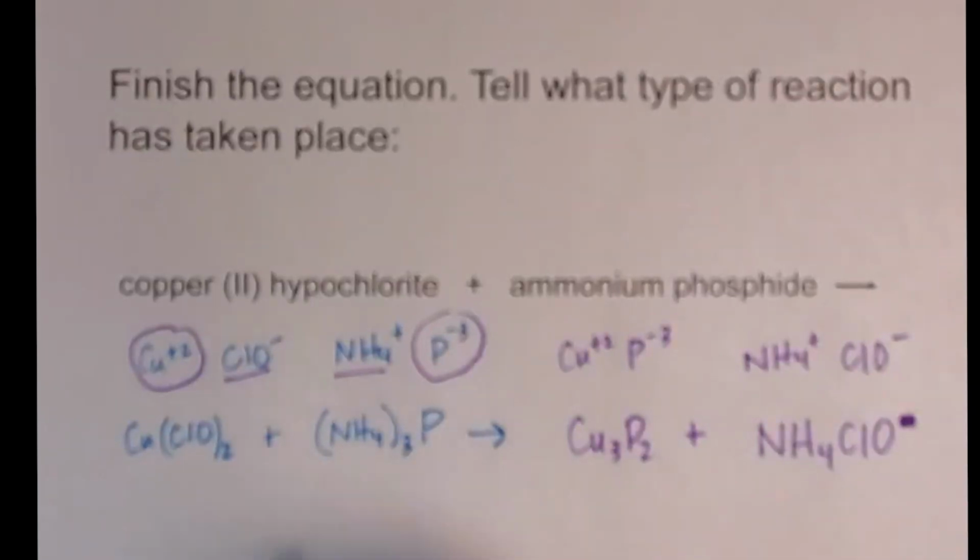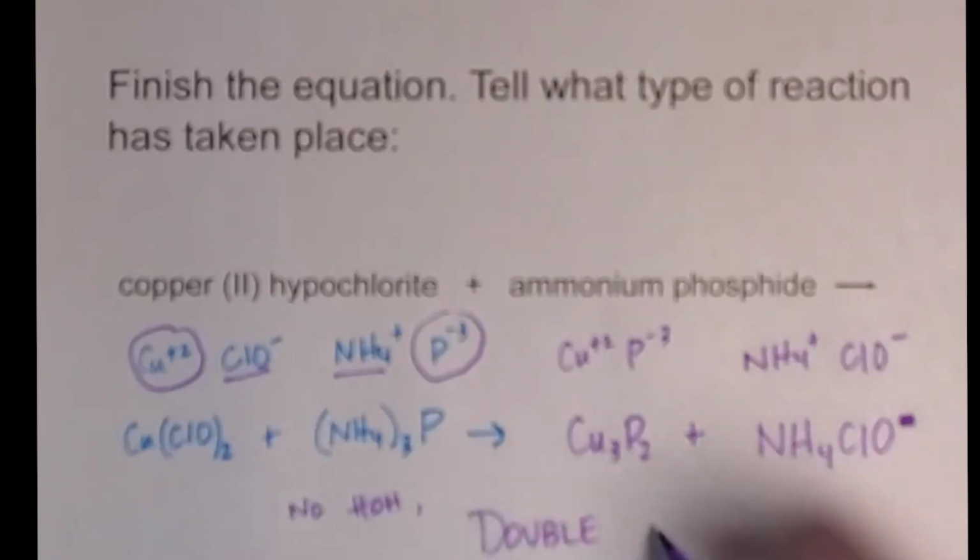Now let's try to determine what type of reaction it is. We see that there is no water on the right-hand side as a product, and therefore that's a good indication that it is simply a double replacement reaction. The copper is replacing the ammonium and bonding with the phosphorus, and then the ammonium switches and bonds with the hypochlorite. So it's a double replacement reaction.